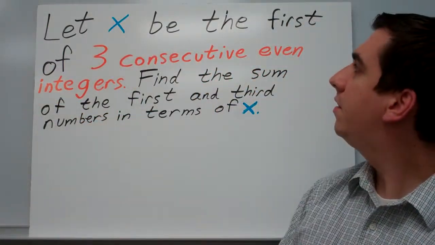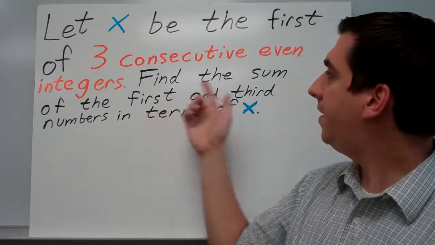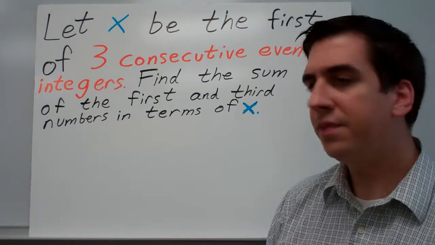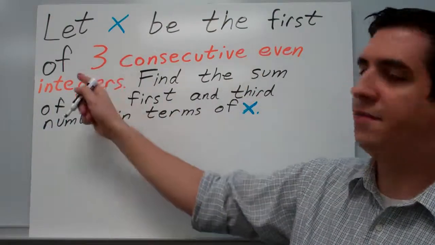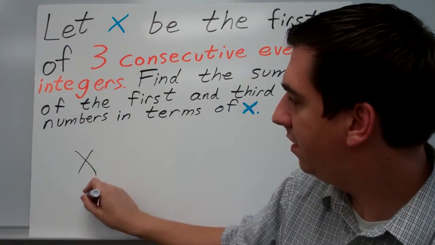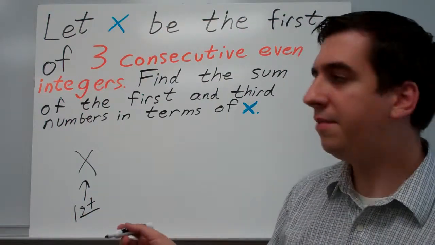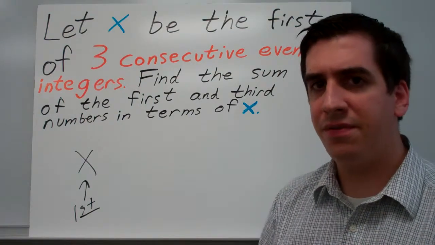Finally, we have, let x be the first of 3 consecutive even integers. Find the sum of the first and third numbers in terms of x. This can be a headache. Let's break it down though. X is the first. So x is our first number. 3 consecutive even integers, sometimes that can be a little confusing.